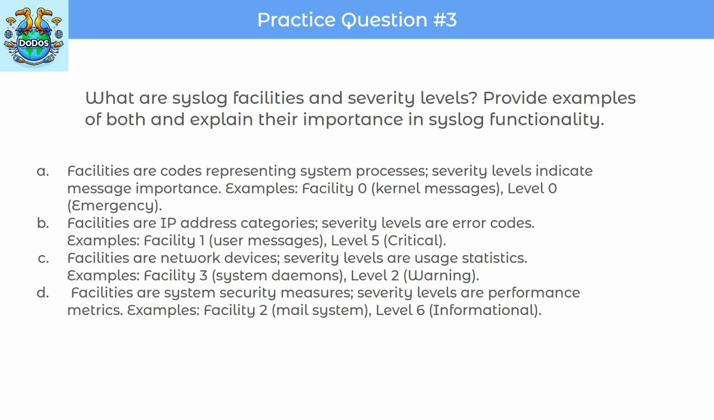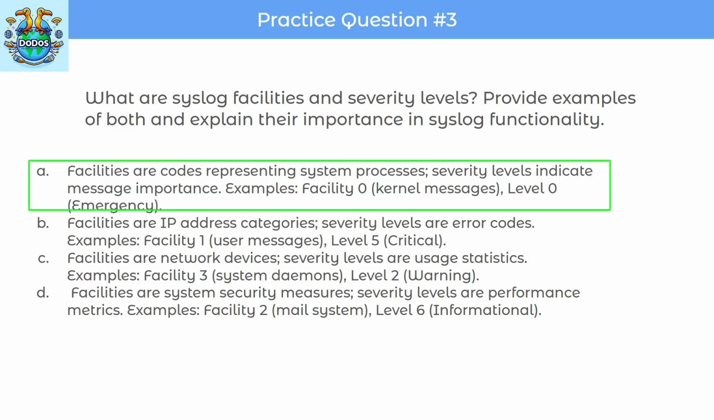Then there's practice question 3. What are Syslog facilities and severity levels? Provide examples of both and explain their importance in Syslog functionality. So it's A, B, C, or D. This is a very difficult question. If you understand this, I'm thinking if you can easily do this, you are in great shape for the CCNA. So the answer is A.